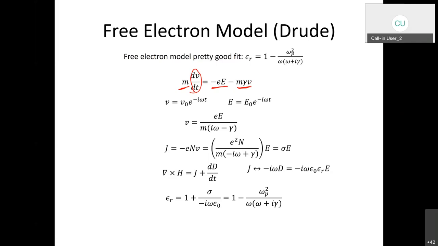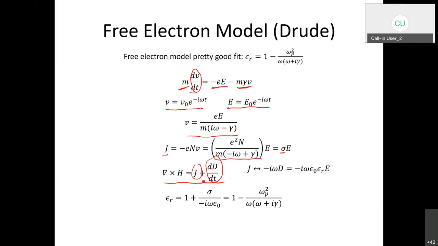If you substitute in the velocity of the electrons and assume you have a sinusoidally varying electric field like this, and you assume the electrons also have that sinusoidal dependence, then you can solve for the velocity. It just becomes an algebraic equation at that point. And so you can get the current density in terms of the conductivity, and the conductivity is given by this formula here. We note from Maxwell's equations that J, the current density, and the rate of change of the displacement vector kind of take the same position in Maxwell's equations.